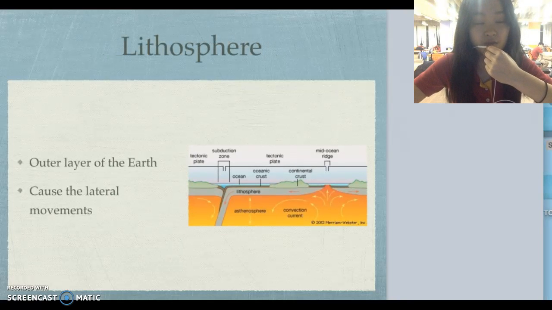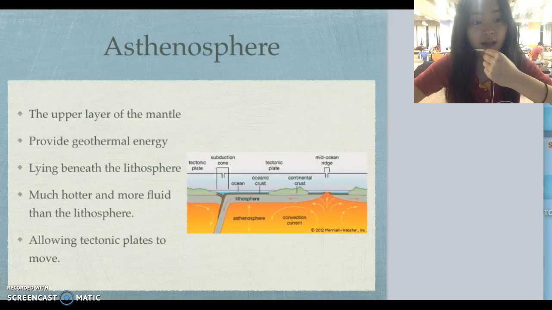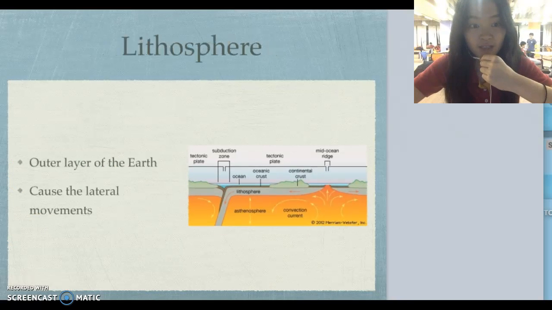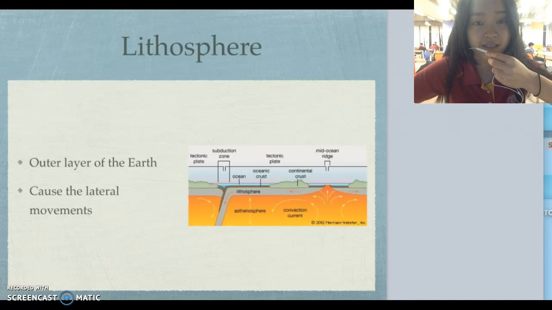Next one, lithosphere. We just mentioned the asthenosphere, so from this we know that the lithosphere lies above the asthenosphere, and this is the outer layer of the Earth. This is the part that is rocky and rough, and it is very solid. Some scientists believe that the lithosphere causes the lateral movements of the plates.